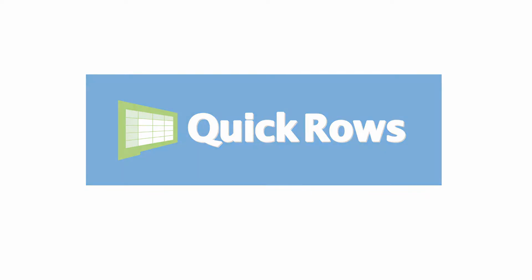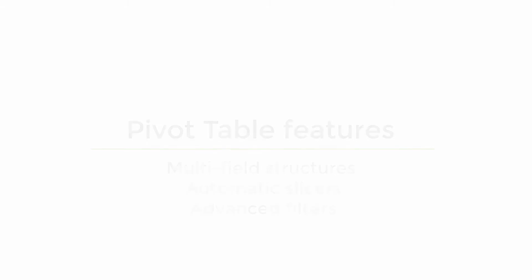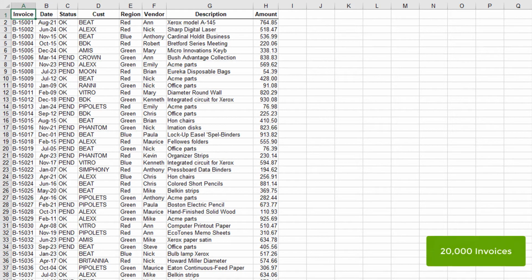With the pivot tables function, QuickRows simplifies their construction to perform advanced analysis, including slicers to control all the tables created in a single sheet, and advanced filters to perform detailed data segmentation. This is a list of 20,000 invoices with the usual columns. The amount column totalizes exactly 10 million for data verification purposes.